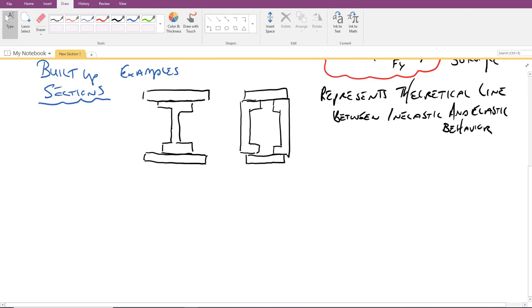All right, now as you can guess, the behavior of the steel will be different whether it's elastic or inelastic, and because of that we have to have two different equations that account for the allowable stress. And so let's reference the allowable stress equations.